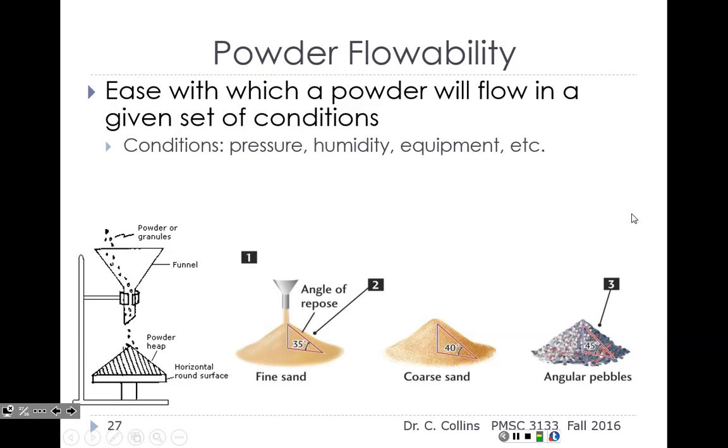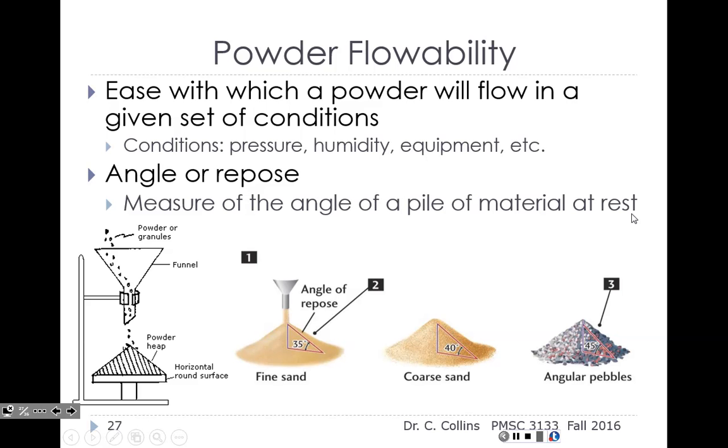So this is the ease with which a powder will flow in a set of conditions. Pressure, humidity, the equipment, the materials it's made of, all those types of things matter. Here's a graphic representation. You've got a certain amount, you let it flow through a funnel, you get a heap, there's a surface here, so you would measure that angle of repose. Here, very fine sand, which has a really nice flow, has an angle of repose of 35 degrees. Coarse sand is 40 degrees. Angular pebbles 45. Better flow, not as good flow.